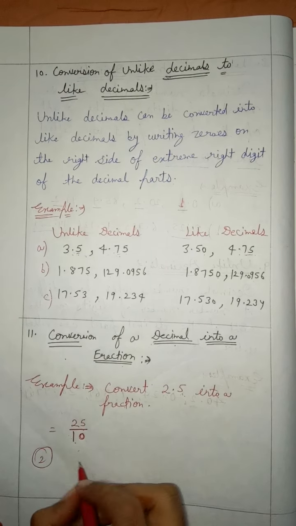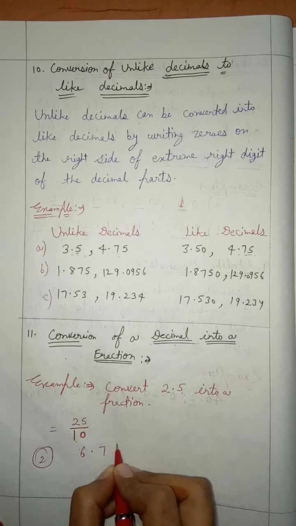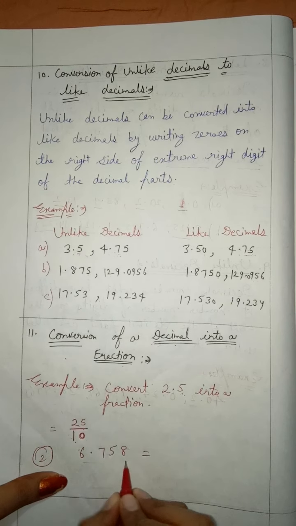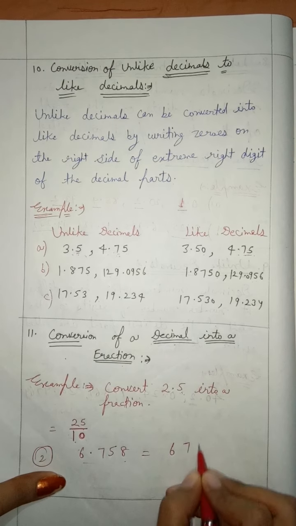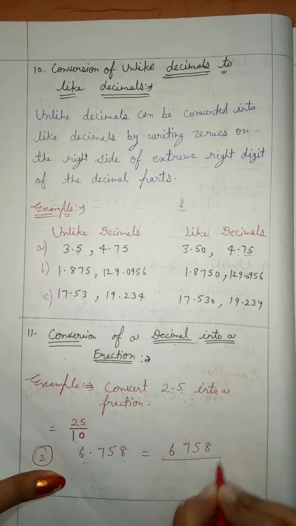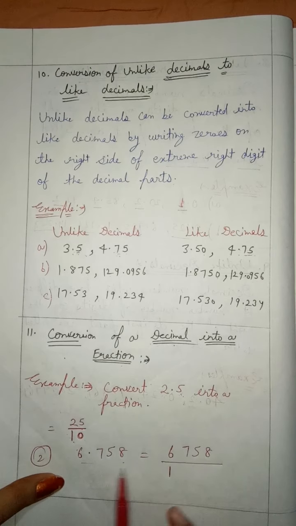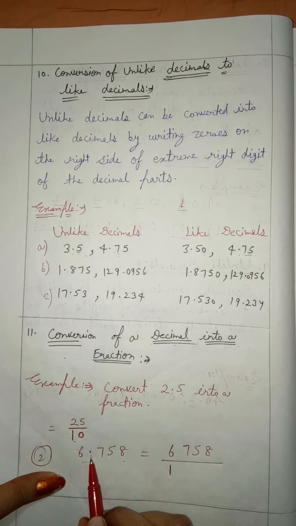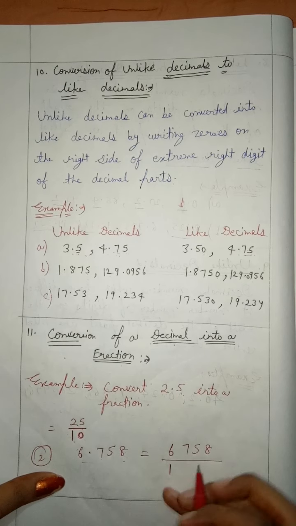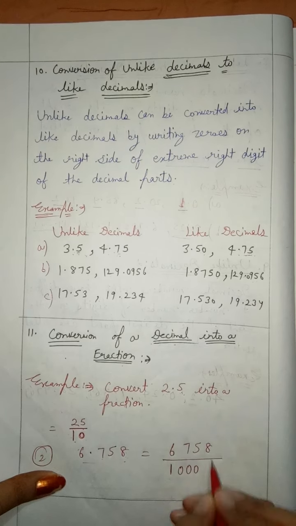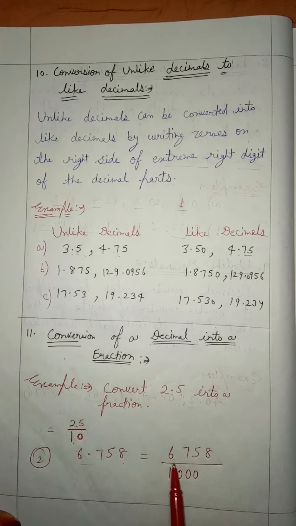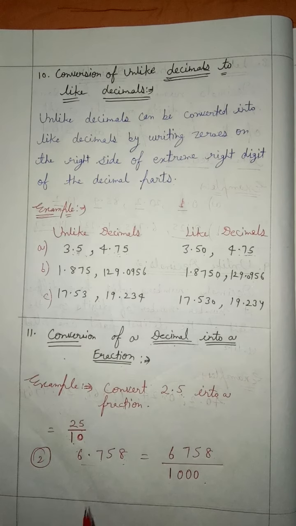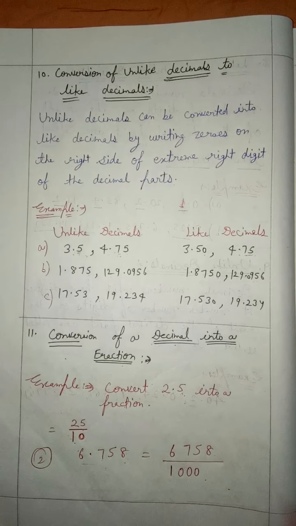Just like the second example, 6.758. Firstly, we write this number without the decimal: 6758. Now we put 1 in the denominator, and now count how many digits are there after the decimal: 1, 2, 3. Put 3 zeros: 1000. So 6758 divided by 1000. Like this you can convert a decimal into a fraction.